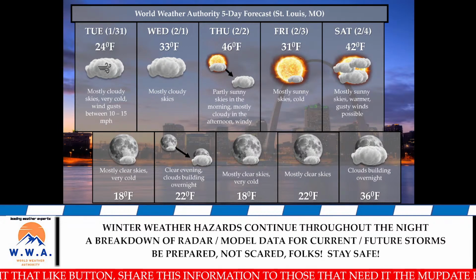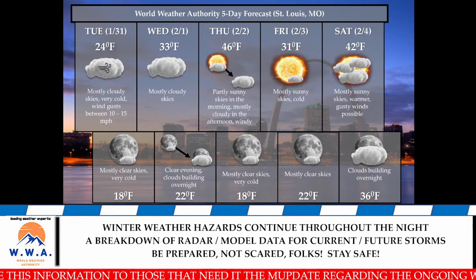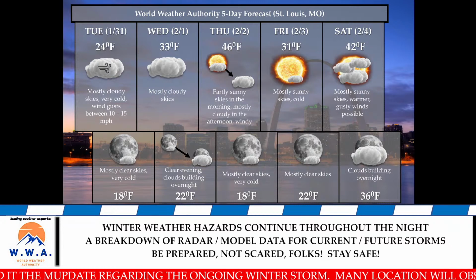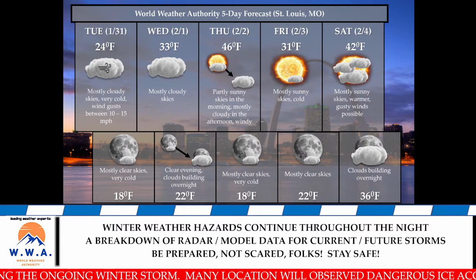As we move into Wednesday, February 1st, we're looking at a high of 33 degrees with mostly cloudy skies. As we move into the evening, we're going to have clear skies. However, through the overnight, we're going to have clouds building in the area. We're looking at a low of 22, so definitely not as cold as the previous night, but still cold, so stay safe out there.